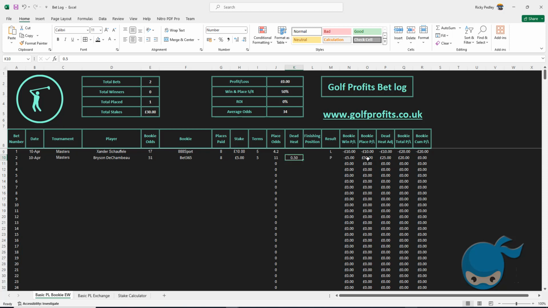So we can now see that we were expecting 50. It was a dead heat with another player on the 8th, which was the final position. So we only made a profit of £25 on the place part minus the 5 off the win, giving us a profit of £20 on that bet overall.